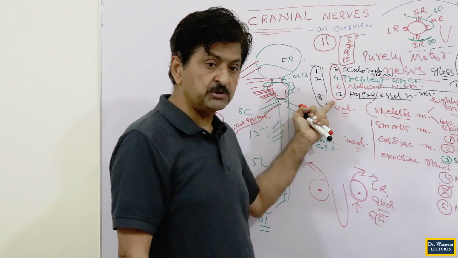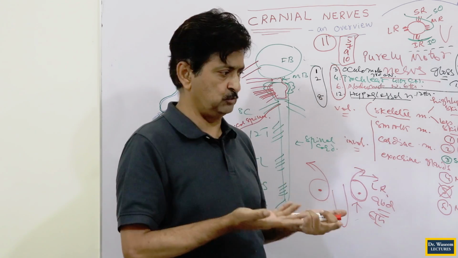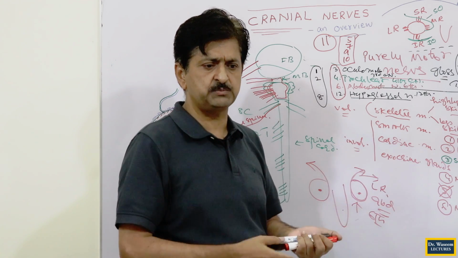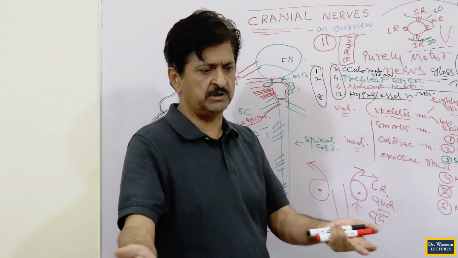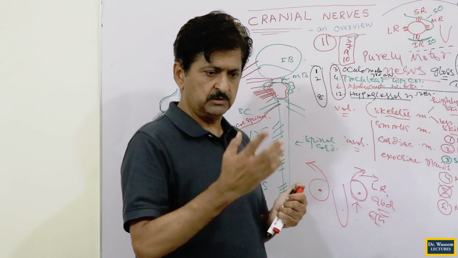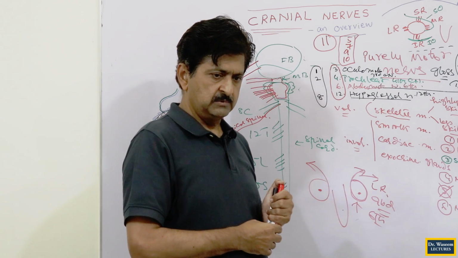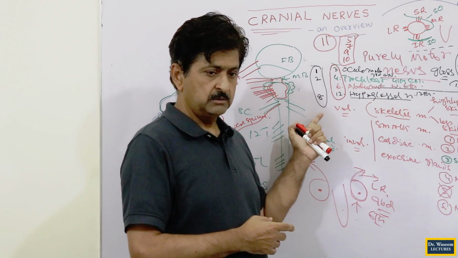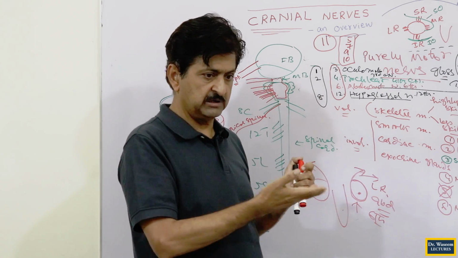Why are they purely motor? Because they are supplying highly skilled muscles and highly skilled organs. Highly skilled organs means the tongue and the eyeball. Extraocular muscles of the eyeball, you can count the nerves. Tongue, you can count the nerves: hypoglossal. Purely sensory, special senses: olfactory, optic, vestibulocochlear. That's why you can count easily.